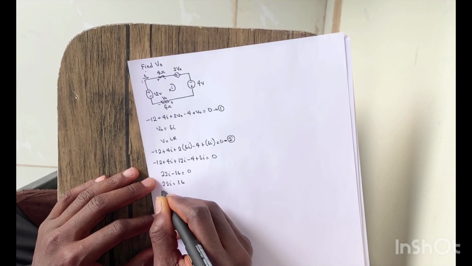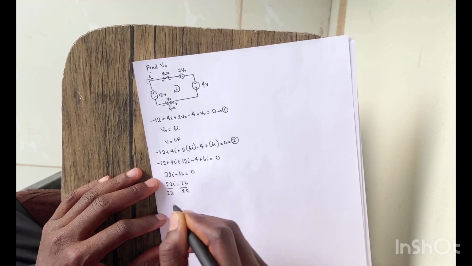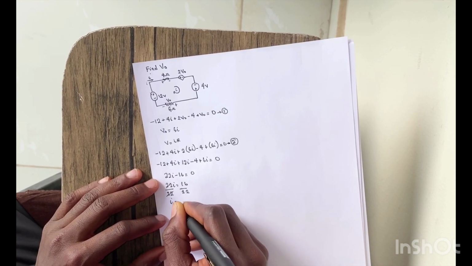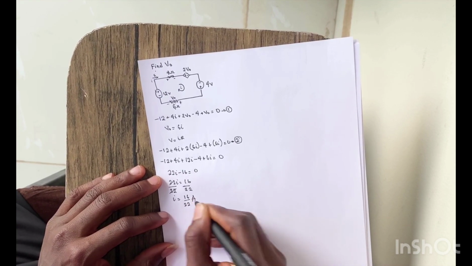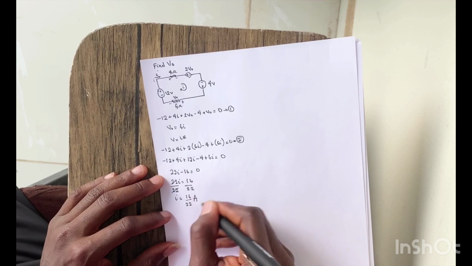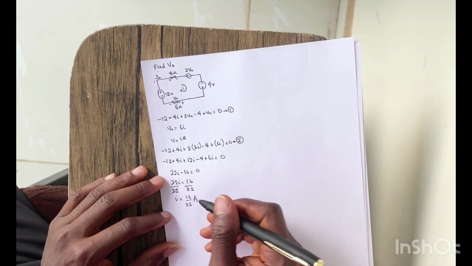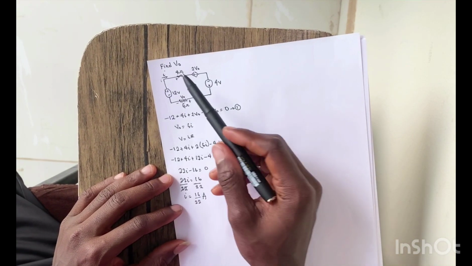So to find our I, we divide both sides by 22. Once you divide that, I is going to be 16 over 22 amperes. You can further divide it into its decimal, but that's not the question. If the question says you should find only I, this is your final answer, but the question told us to find VO.